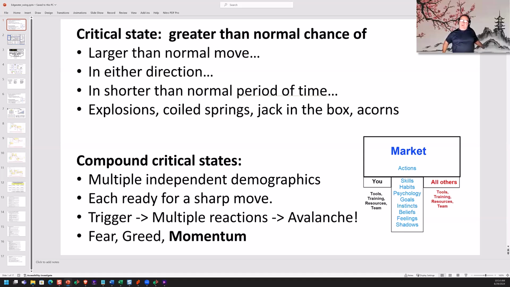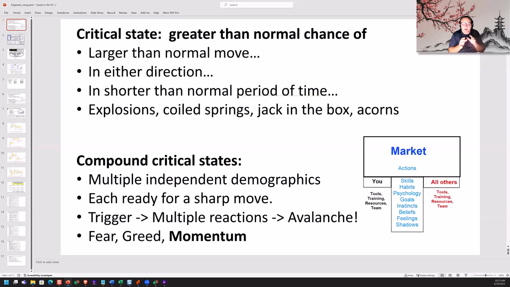When you're in one of those, you should be prepared for larger than normal moves in either direction, over shorter periods of time, and it's either already happening or it's potentially about to happen. If you can be prepared for that, then you have removed yourself from the herd psychology, which kind of moves along fat, dumb, and happy until they're surprised, and then fear and greed happen, and you get thunderous momentum. So we want to be prepared for that critical state.